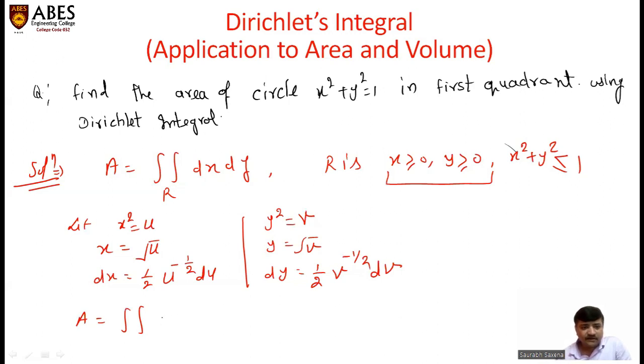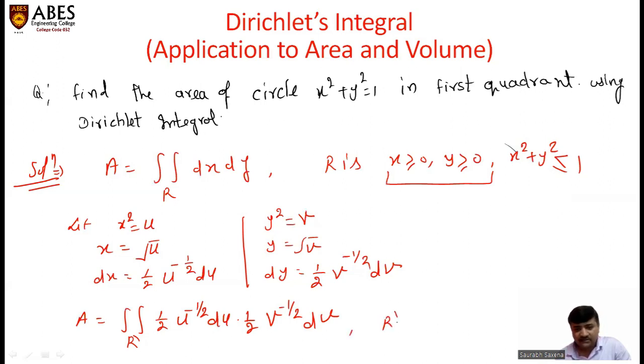So I'll be getting dx, the value is 1 by 2 u raised to the power minus 1 by 2 du into 1 by 2 v raised to the power minus 1 by 2 dv over the region R dash. The name of the region is changed because R was the name of the region in xy system, and here the integral is now in uv system. So the name of the region is R dash.